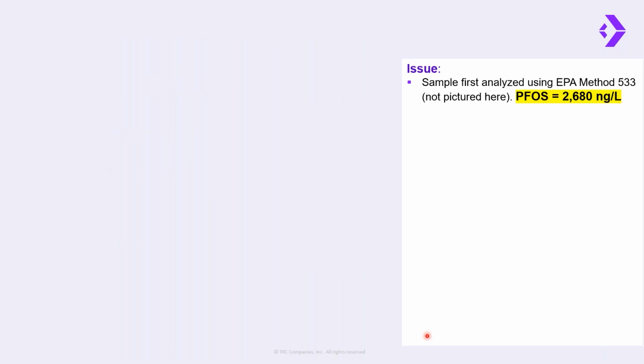Okay, so I want to first discuss some issues with potential false positive results for PFOS. And this particular example was actually a pesticide sample. So due to the odd matrix, the sample was first analyzed using a modified version of EPA method 533. And remember, EPA method 533 does use isotope dilution, which is like the gold standard for PFAS quantitation, but EPA method 533 does not require the lab to look at confirmation ions.